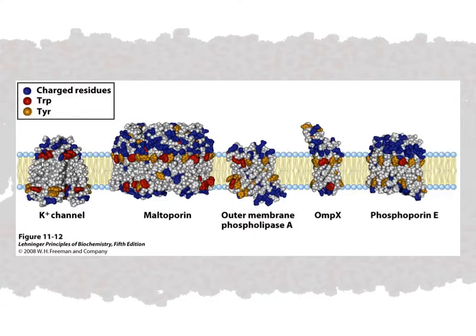And I don't know what each one of those are. OMP-X, I think, is a bacterial protein. Multiporin is a pore. Potassium channel, phospholipase A. Of course, we talked about phospholipase A.